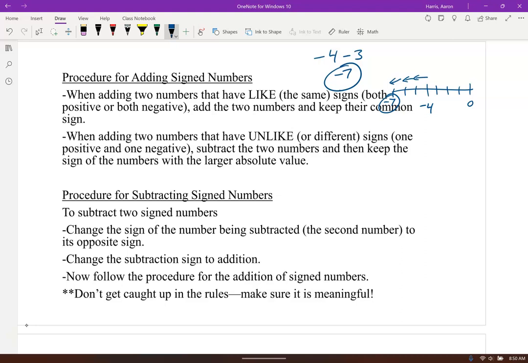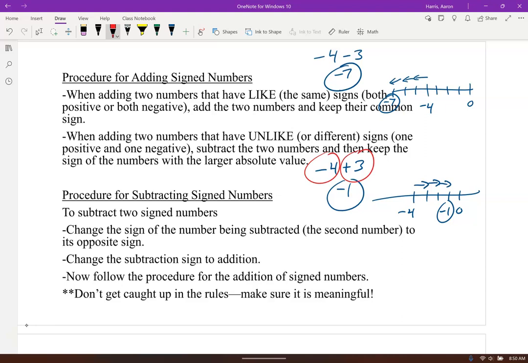When you have different signs, like one positive, one negative, so for example, -4 plus 3. Let me model that with a number line. -4, and we're adding 3. We're going up 3. Where do we end up at? -1.